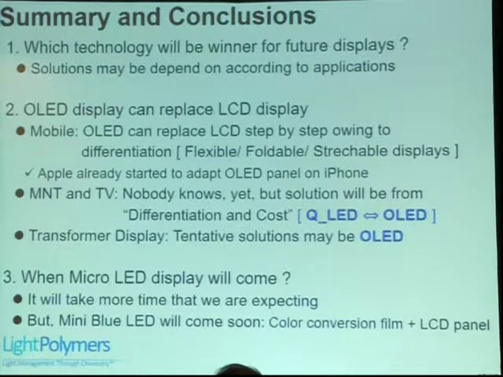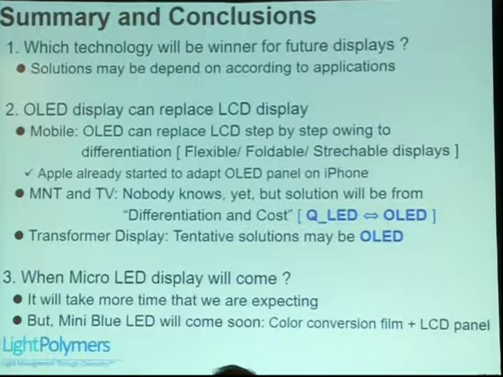You know, Apple already started to adopt the OLED panel on the iPhone. This morning, Apple mentioned that in 2019, the OLED adoption portion will be 100%. And in the monitor and TV, nobody knows, but the actual solution will come from the differentiation and the cost between the QLED and the OLED. This will be the key factor.